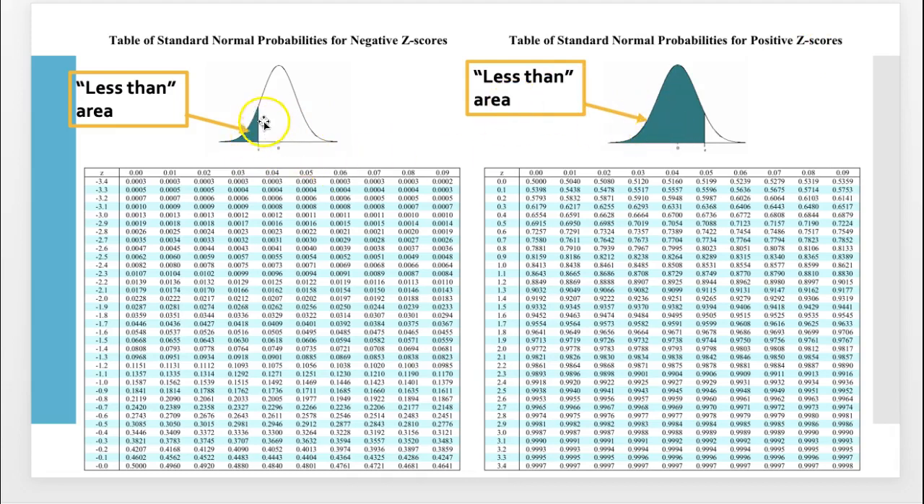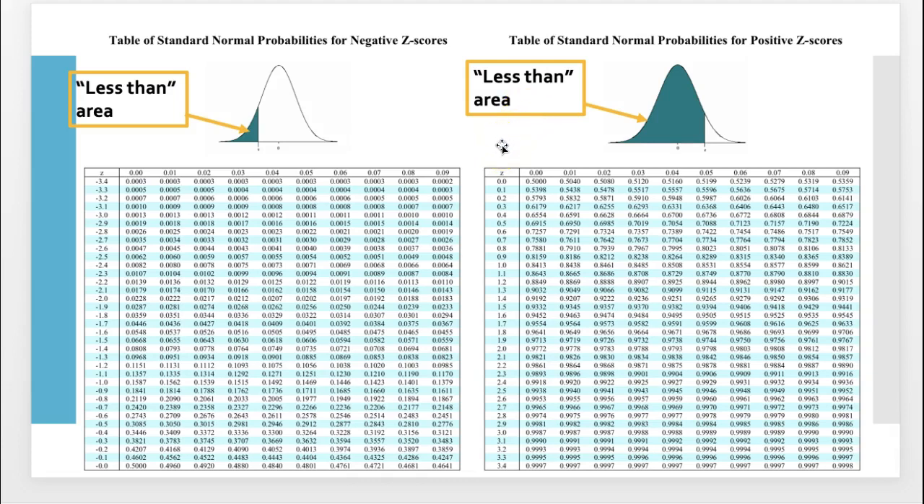So what if I want to find the probability of being greater than? What if I want the greater than area? Well, by complement, because the area underneath this curve is equal to 1. So by complement, I could just do 1 minus whatever I find here. If I want to find the area above, I have to do 1 minus. But just take note that these tables give you less than.